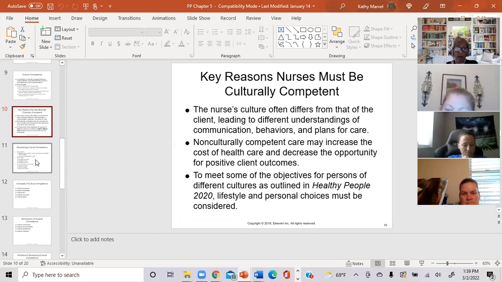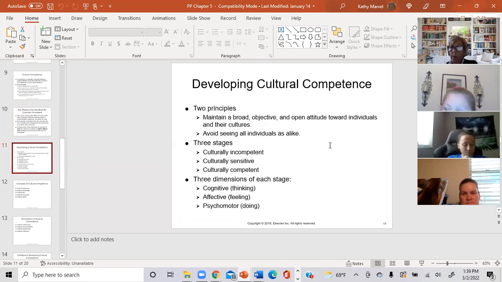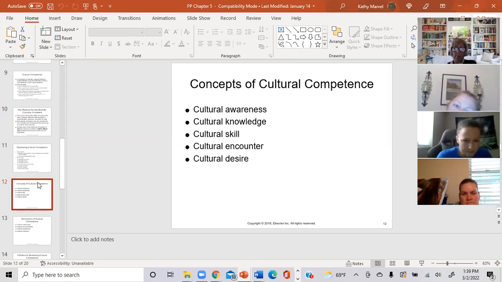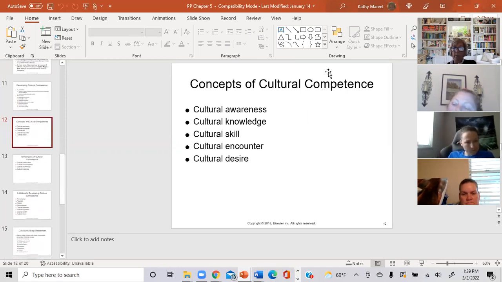And we'll go to the book and look at Healthy People. How do we develop cultural competence? We're going to look at that in the book real quick. Concepts of cultural competence: we need to have an awareness, a knowledge, a skill, maybe have had an encounter with a specific culture, and we have to have the desire. These are all significant if we're going to work towards cultural competence, and that's with any culture.